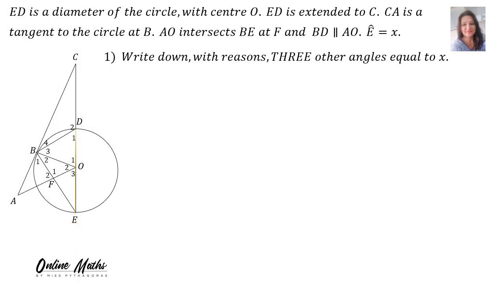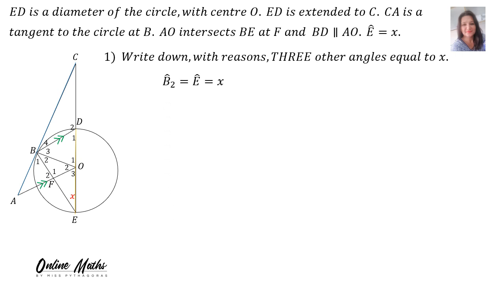ED is the diameter of the circle with center O. ED is extended to C. CA is a tangent to the circle at B. AO intersects BE at F and BD is parallel to AO. Angle E is equal to X. Number 1. Write down with reasons 3 other angles equal to X.